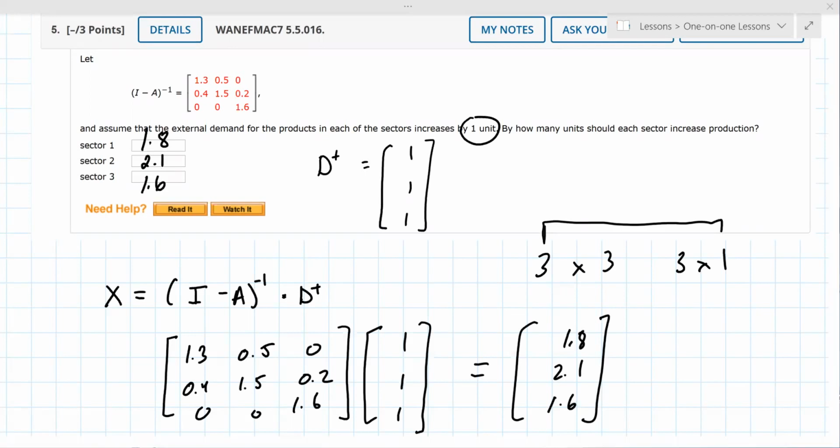Let me check that here. Let me enter it in and see if that's what in fact works out nicely. Yep, that's it. Now, the first few questions here are totally different than this.